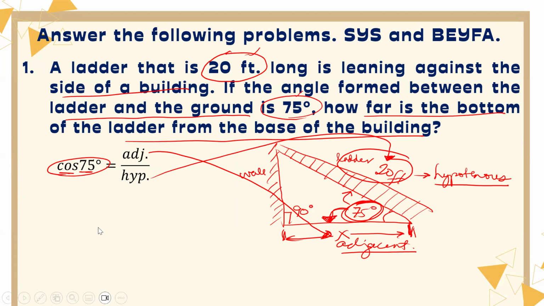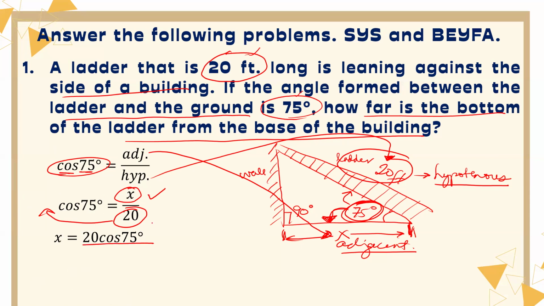Very good. Okay, then we need to substitute the values of the adjacent side, which is unknown, x, and then 20, which is the length of the ladder. So we need to transpose 20 to the other side so that we can solve for the value of x, right? So that would be 20 times cosine 75. Everybody, please get your calculators. What is 20 multiplied to cosine 75?